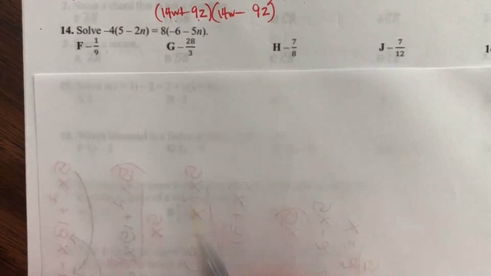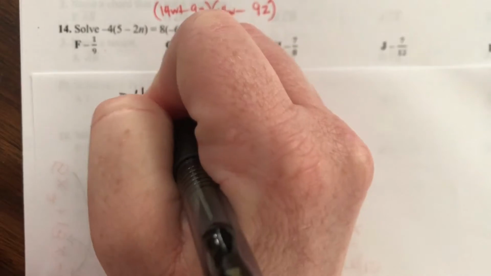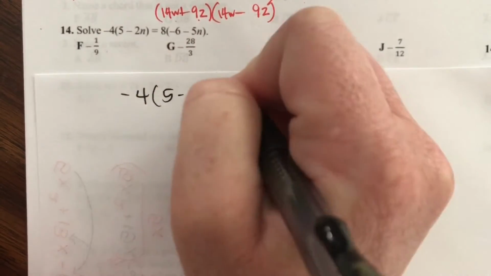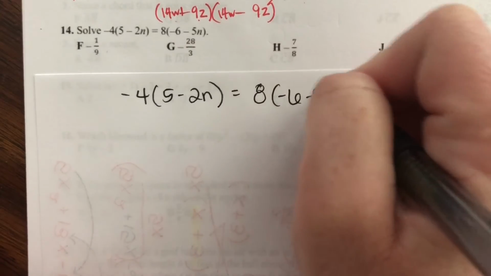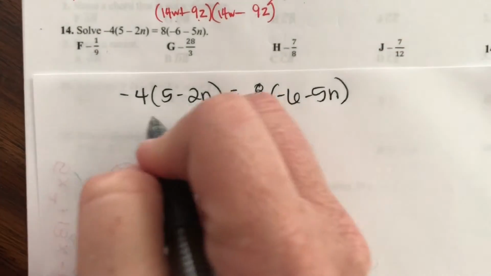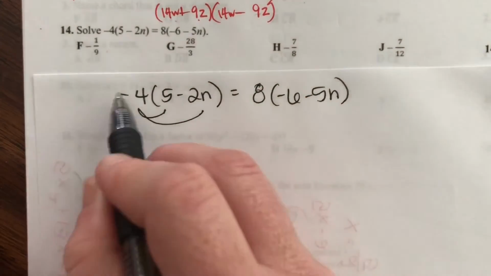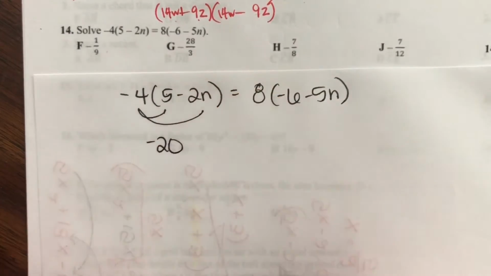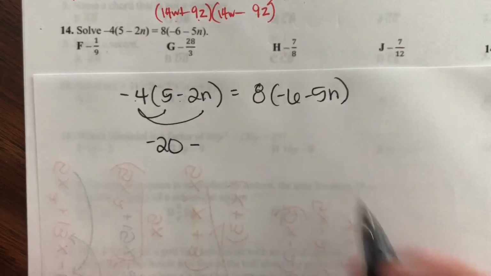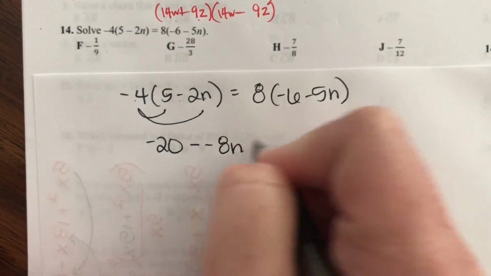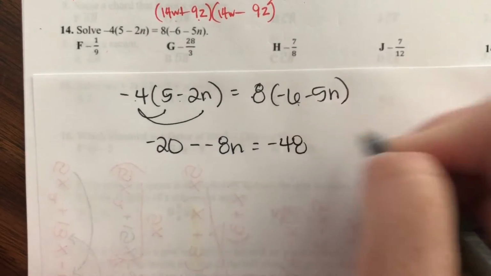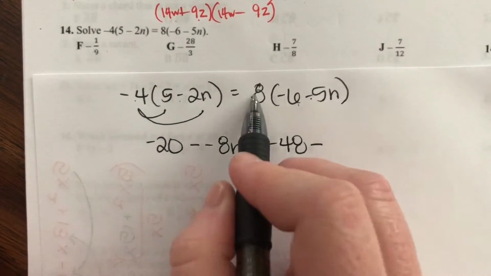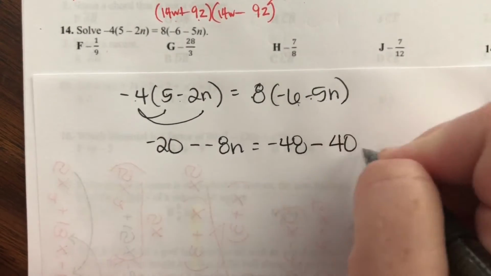I need to distribute, so I've got -4 times 5 minus 2n equals 8 times -6 minus 5n. Okay, so I'm going to distribute that -4. -4 times 5 is -20. Bring down that minus sign. -4 times 2n is -8n equals 8 times -6, -48. Bring down that minus sign. 8 times 5n is 40n.